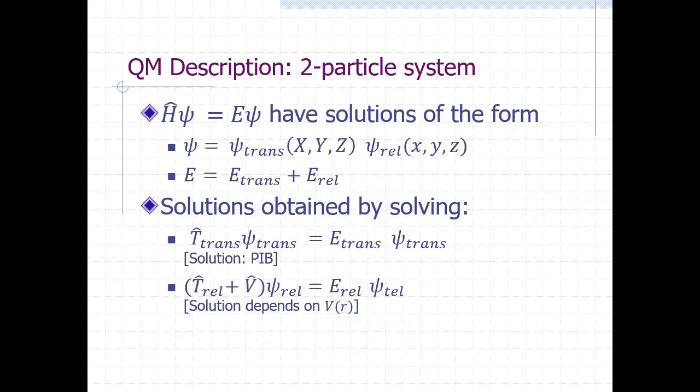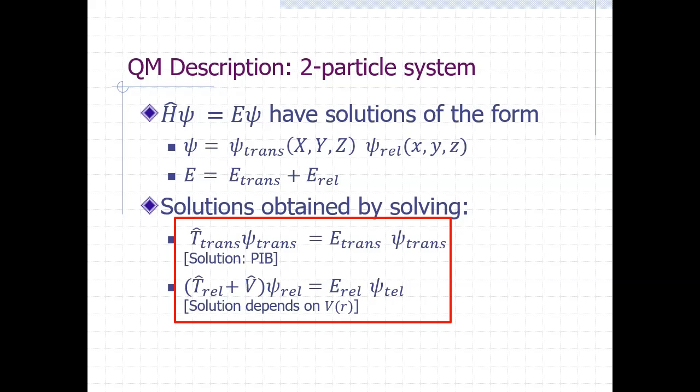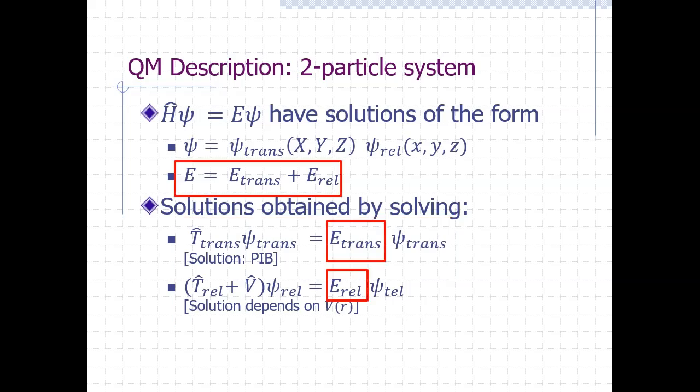By switching to center of mass and relative coordinates, we can now find solutions to the Schrödinger equation that can be written as a function of the center of mass coordinates times a function of the relative or internal coordinates. These functions are obtained by solving two simpler differential equations. The total energy of the system is just the sum of the eigenvalues from these two differential equations.